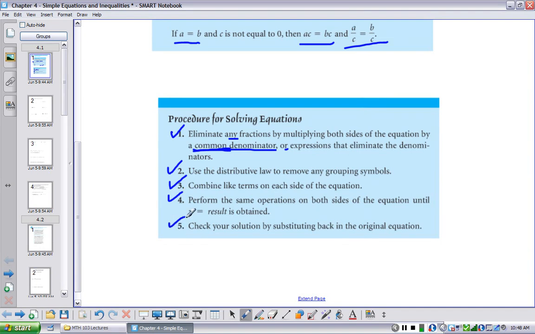Number 5 says check your solution by substituting into the original equation. Now we want to go to the original one, not one that we messed with, but the original one. Step number 5 is not necessary, but it will help you, because if you check your solution and you don't get a true statement back, then that means maybe that's not really the solution. Maybe you've done something wrong. So it's a way of checking your work.